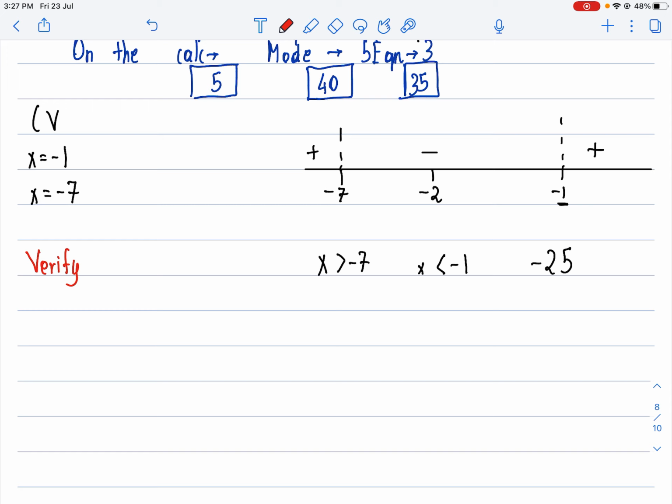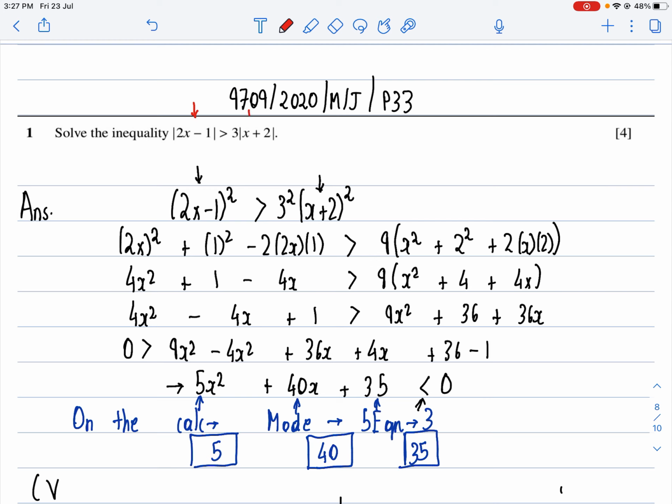Now, let's say I need a value which is more than minus 7 and less than minus 1. Let's say I take minus 3. Okay, minus 3 is my verifying value. So I need to take minus 3 and plug it in this equation. On my left hand side, I'll get 2 into minus 3 minus 1 mod, which is minus 7 mod, and minus 7 mod is simply 7.